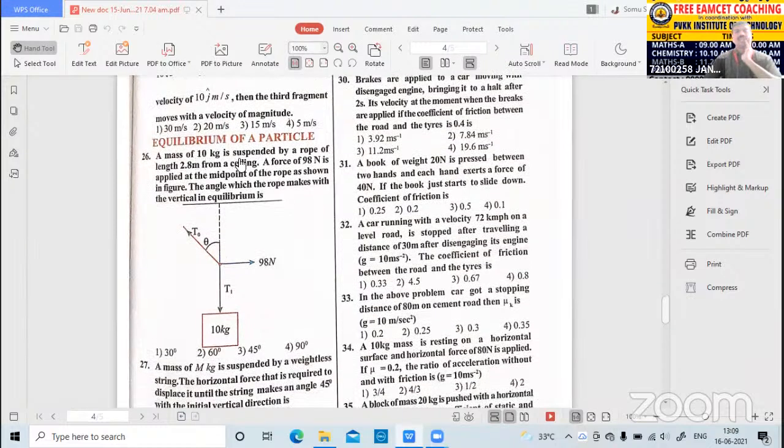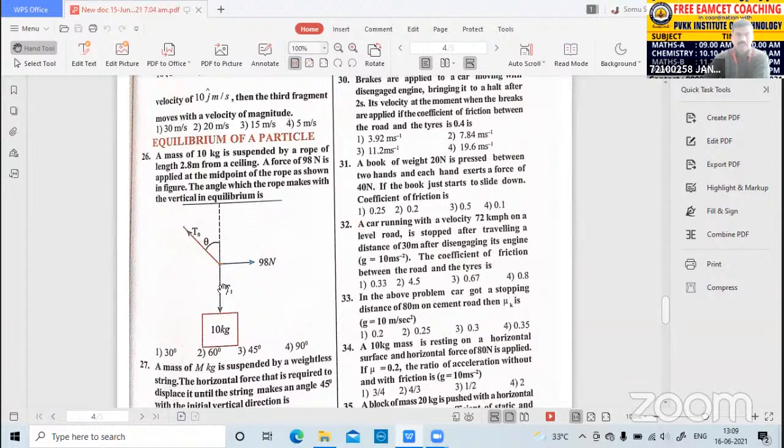A mass of 10 kg is suspended by a rope of length 2.8 meters from a ceiling. A force of 98 Newton is applied at the midpoint of the rope as shown in the figure. The angle which the rope makes with the vertical in equilibrium is?